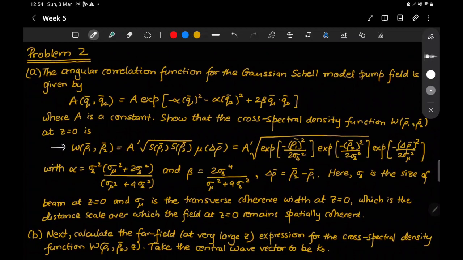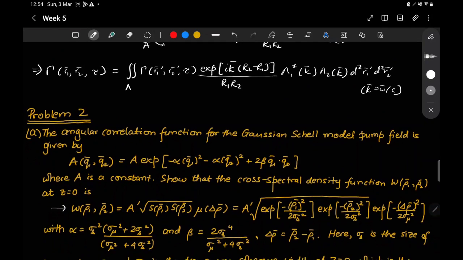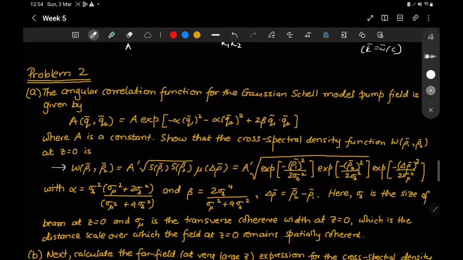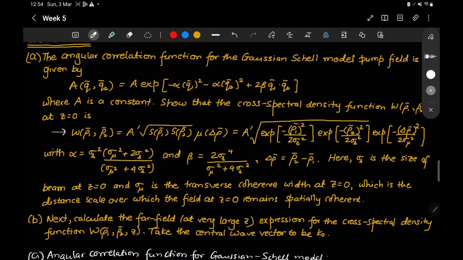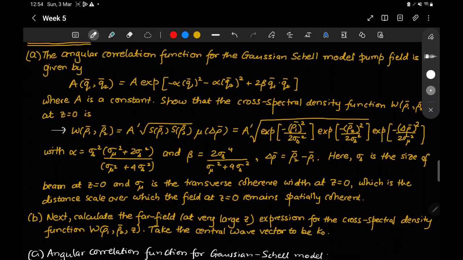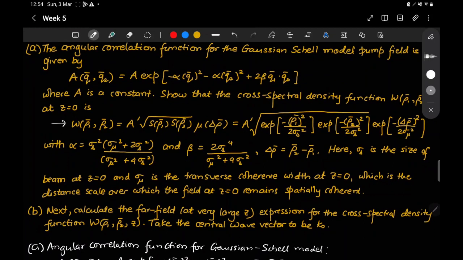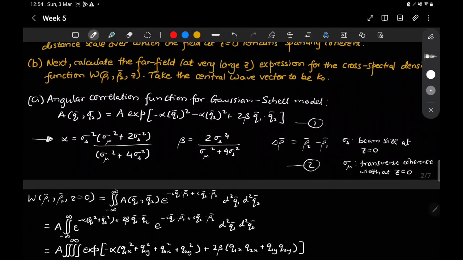In this question, we were given the angular correlation function for the Gaussian shell model pump field. Then we had to show that the cross spectral density at z equal to 0 took this particular form. Further, we had to find the cross spectral density in the far field, that is for very large z. So for the Gaussian shell model with this angular correlation function, we found the cross spectral density function both at z equal to 0 and for very large z.